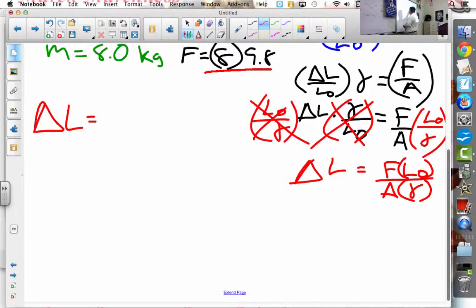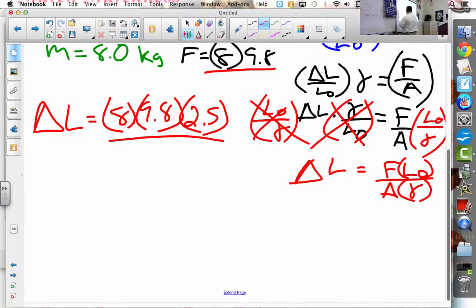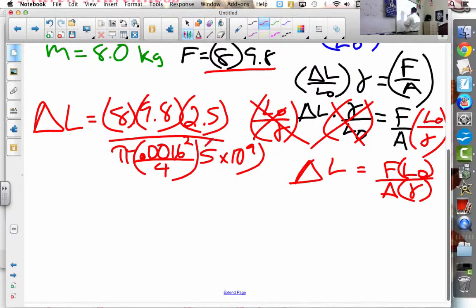Well, the force we said was this stuff here, so I've got 8 times 9.8. Then we need to multiply that by the length. What did we say the length was? 2.5 meters. So that's the top part. The area was pi times the diameter, 0.0016 squared all over 4, times gamma, which from our last problem we said was 5 times 10 to the 9th, right? That was Young's modulus for nylon, wasn't it?